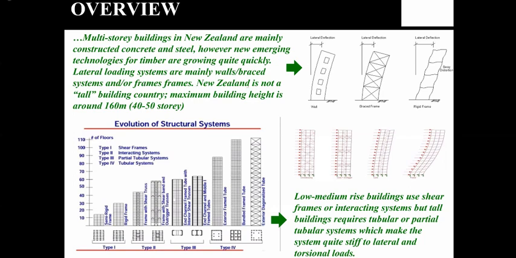Unlike the US or Europe, New Zealand is not a tall building country. The maximum building height is around 160 meters. There are a couple of them in the Auckland region. As you all know, the lateral loading behavior of a wall is completely different to a brace and to a rigid frame, and sometimes we have a dual system of moment resisting frames and walls as well. So mostly the low to medium rise buildings use shear frames like what we see in type 1, which is the moment resisting frames, and also we use braces, which is type 2, which are quite stiff, right?